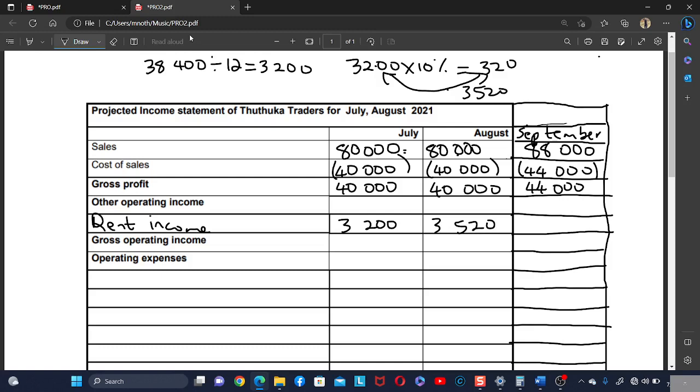3,520. So they did not say anything about September. So this means that the rent is going to be the same. So we only have one column for the incomes. So it means that this is the only income. So obviously it's going to be the same, 3,520. Okay. Gross profits plus other operating incomes, that is a gross operating profit. This is a gross operating profit. So it is 43,520. Okay, then this one is 47,520.